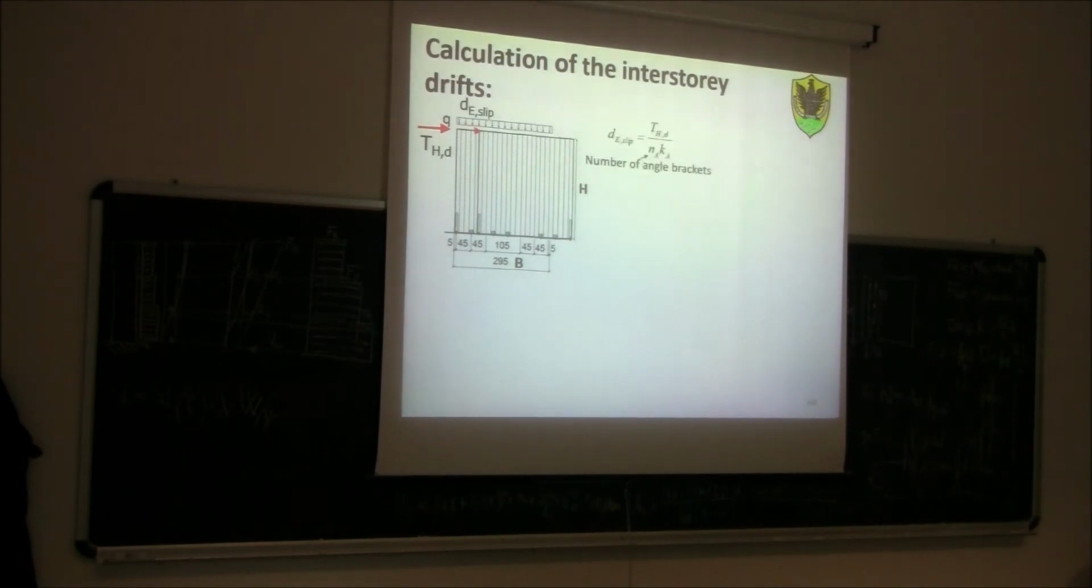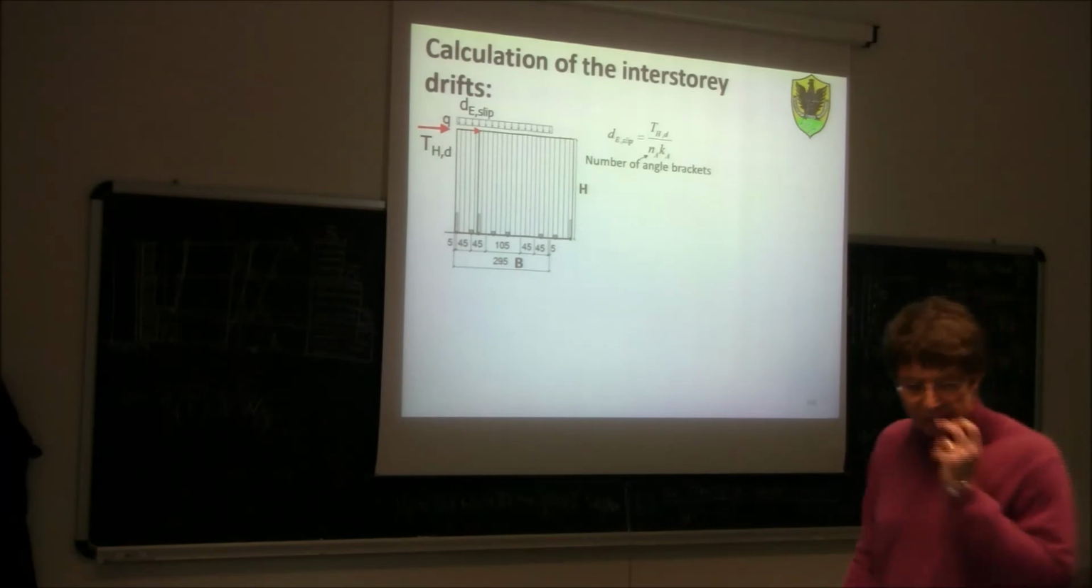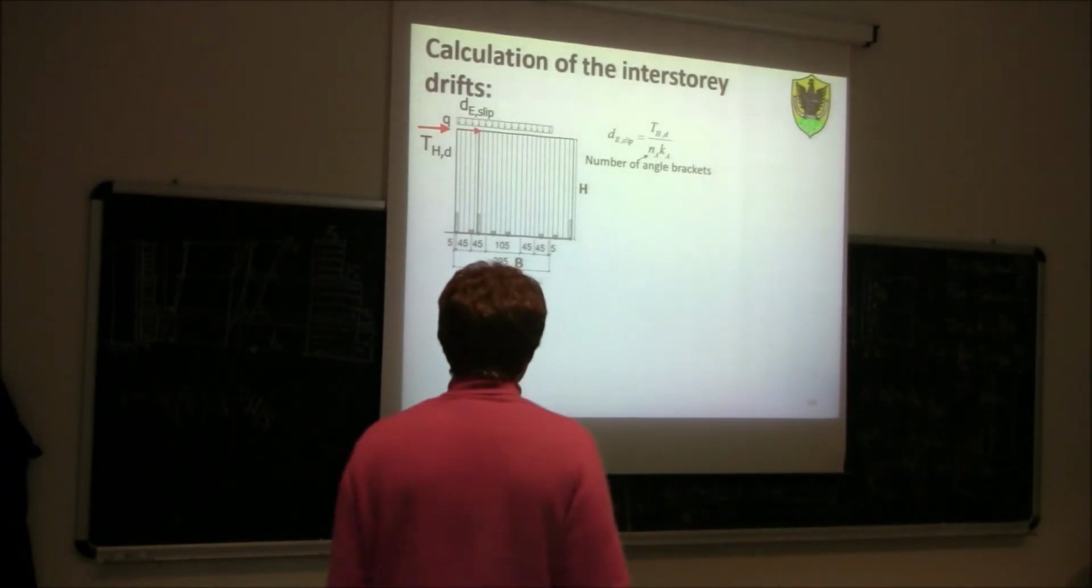For dE slip, it is the horizontal force divided by the number of angle brackets times the horizontal stiffness of the angle bracket.